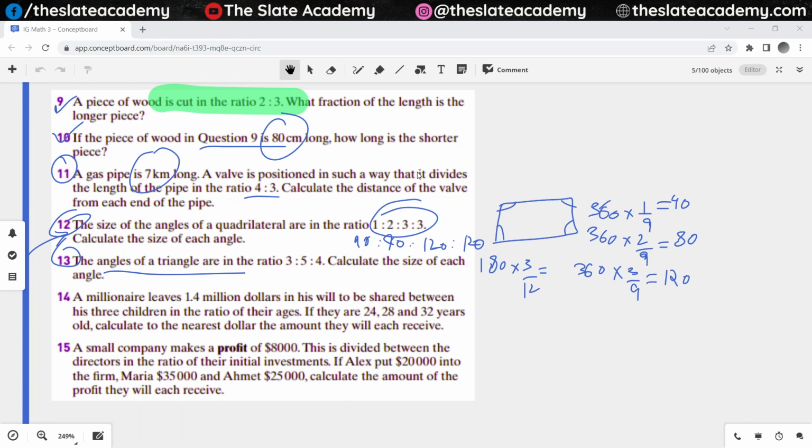This one would be 45. Then 180 into 5 out of 12. This one would be 75. And then 180 into 4 out of 12. This one would be 60 degrees. Anybody who's confused about the solution to question number 13?